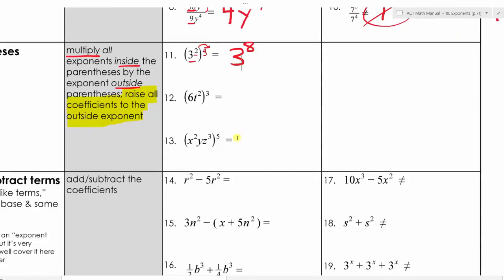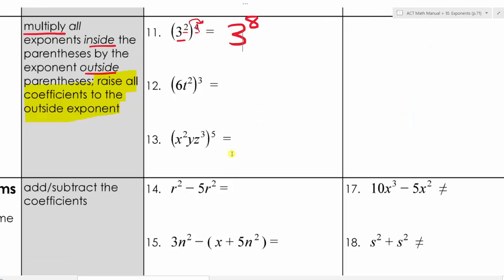So 3 to the 8th is the correct answer there. I'm going to zoom in here a little bit. Now in example 12, again, inside exponent we multiply by outside exponent, but we also have to raise any coefficient, and here we do have a coefficient. We need to raise that coefficient to the outside power.